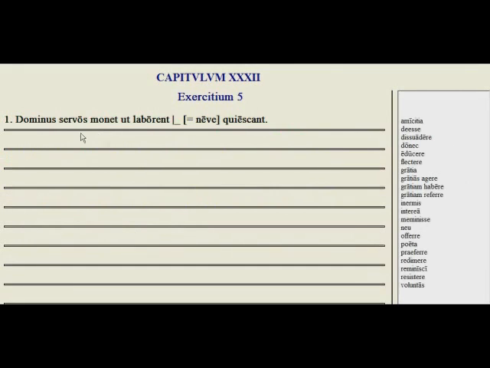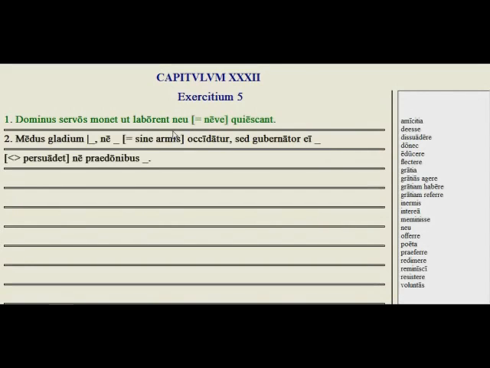Our vocab practice. So we have Dominus servos monet ut laborent blank quiescat. The master warns his slaves to work and that they not rest. We learned a new form, a short form of or not or and not here, and that is neu, which means the exact same thing as neve.